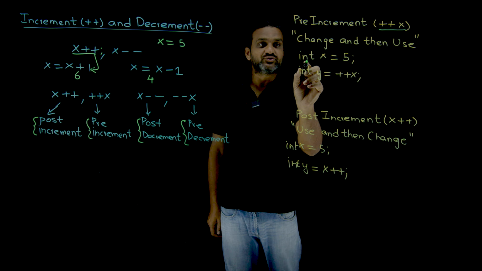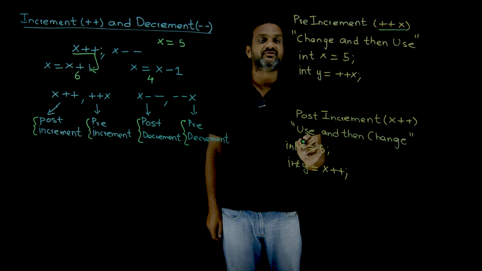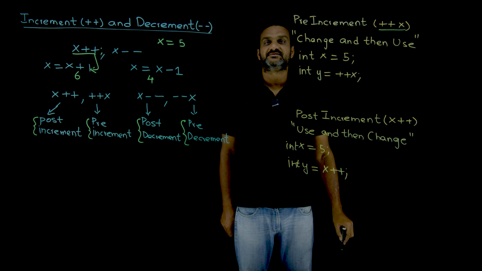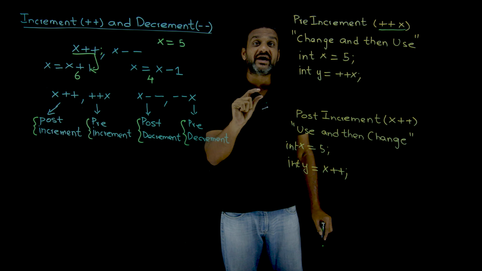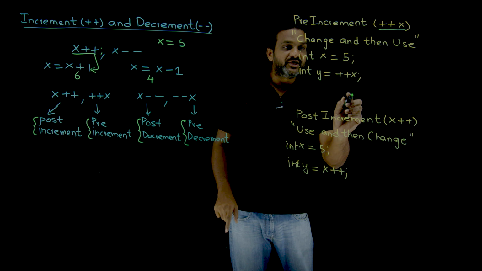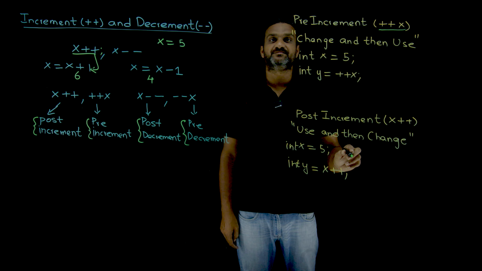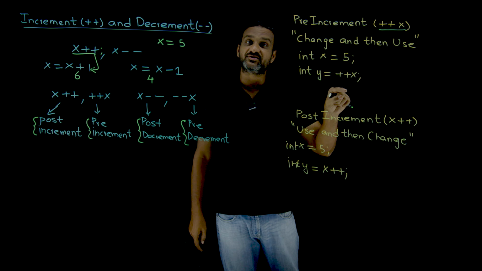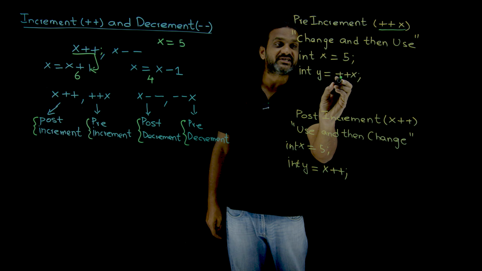Here we are having two statements. int x = 5, meaning the value of x is 5, and the next statement is y = ++x. Now after executing these two statements, what is the value of x and y? That is very important. Here, ++x means change and then use, meaning the value of x will get changed. So ++x means x = x + 1.